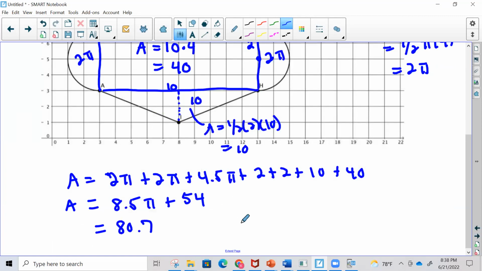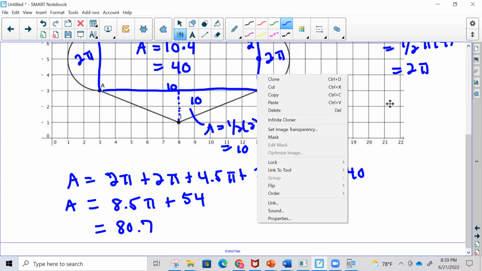Okay, or 80.7. So that's how you do the area and the perimeter for this problem. Let me know if you have any questions.